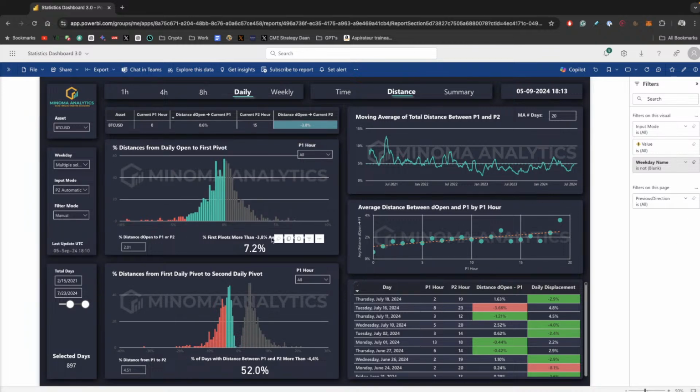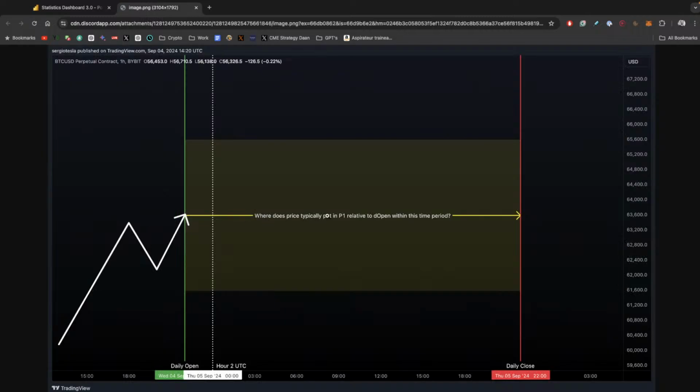If you have no filtering applied, like this, the broader question you're asking is, given all available data, where does price typically place P1 relative to daily open across any time of day? We have the daily open here, the daily close here, and 2 UTC here, but it's not really relevant for this one. So from daily open to daily close, where does price typically put in a daily P1?